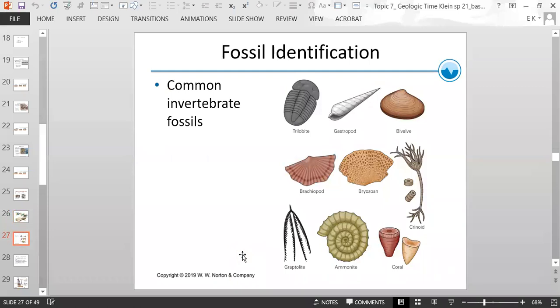So here are some common invertebrate fossils. Invertebrate means they do not have a backbone. So here are trilobites, bivalves, bryozoan. Here is a brachiopod, graptolite, coral.